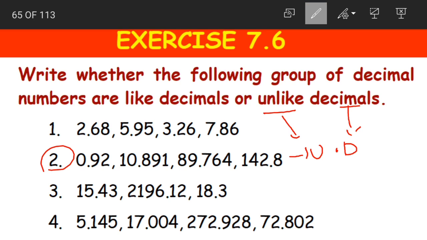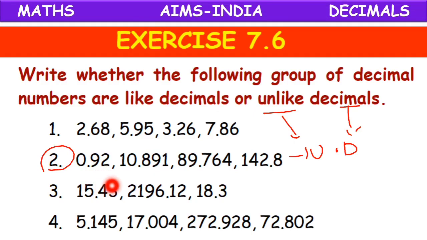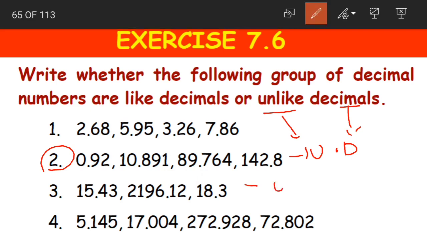The decimal numbers given in question 2 are unlike decimals. Coming to question 3: 15.43, 2196.12 and 18.3. Again, can you tell me? Yes, these are unlike decimals because the number of decimal places are different. Here 2, 2 and 1. The number of decimal places are different.